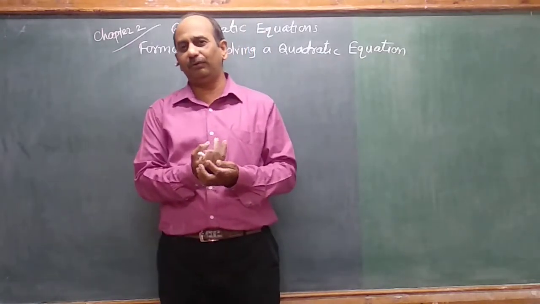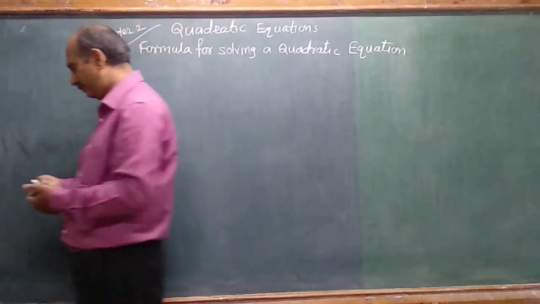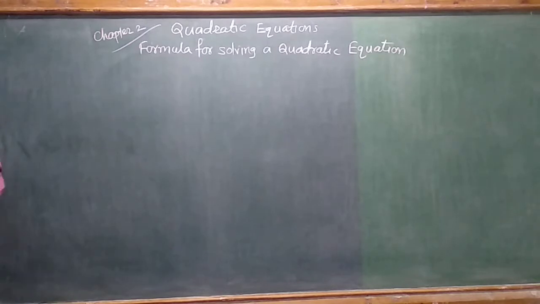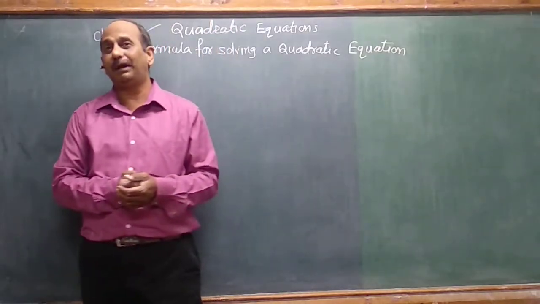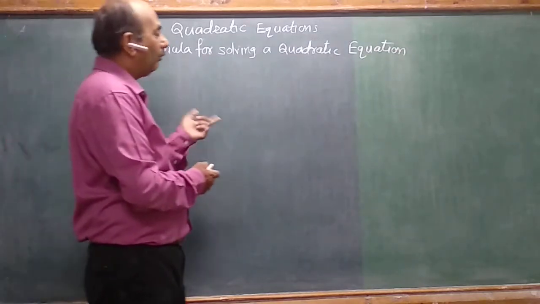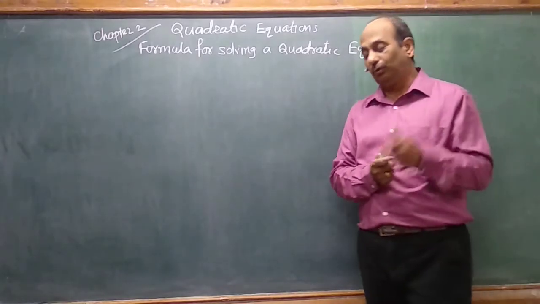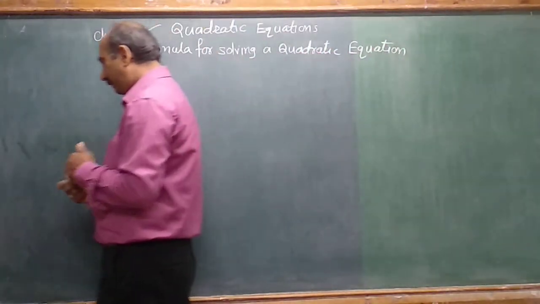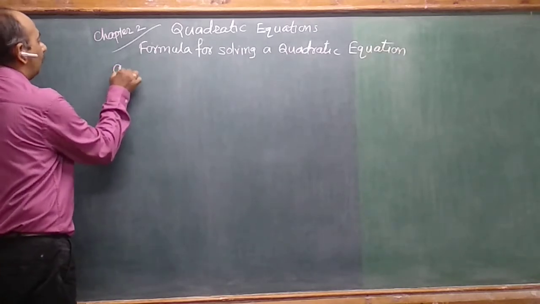Now in earlier videos we have seen how to solve quadratic equations by the factorization method as well as by the completing square method. Now this is the third important method by which we are going to solve quadratic equations: the formula method. But before going into the formula method, we have to derive the formula. We have to find the solution of the quadratic equation ax square plus bx plus c is equal to 0. This is the standard form of the quadratic equation.